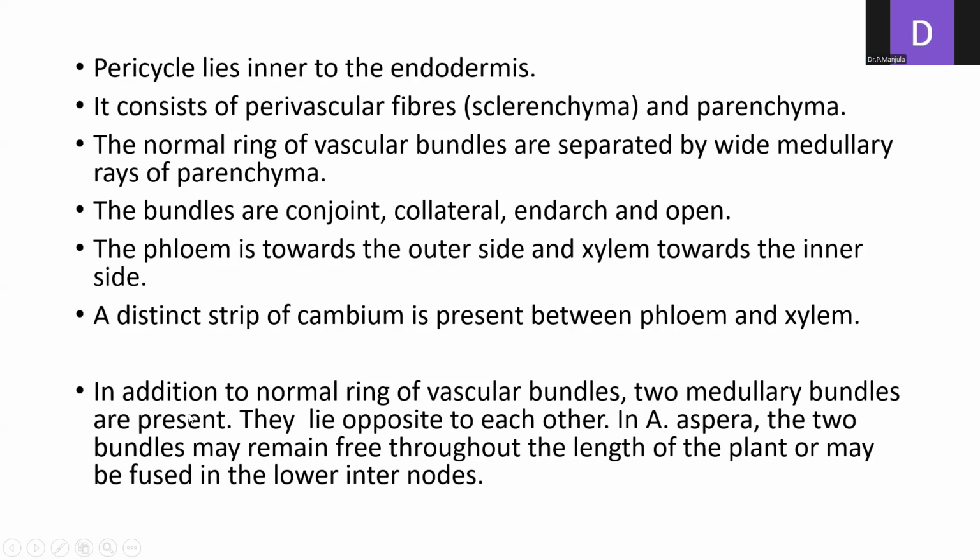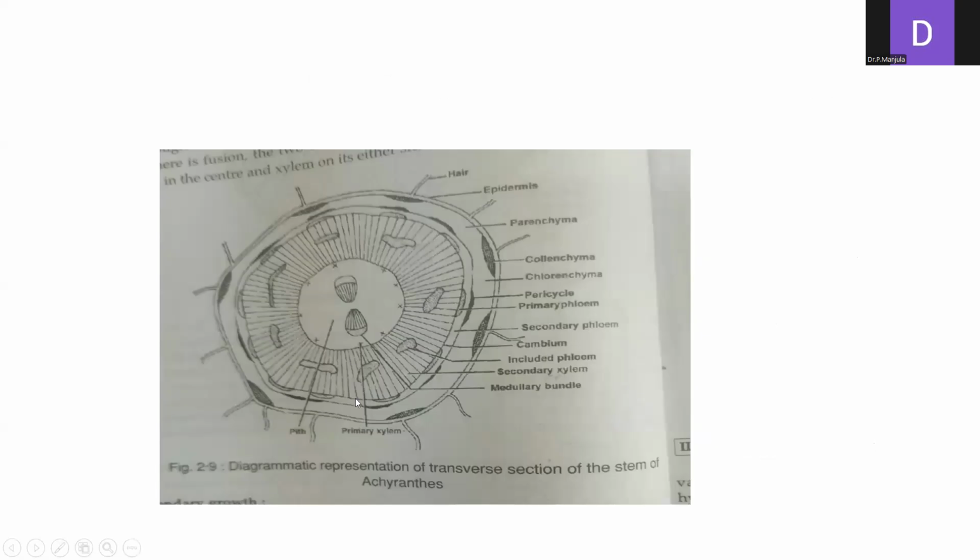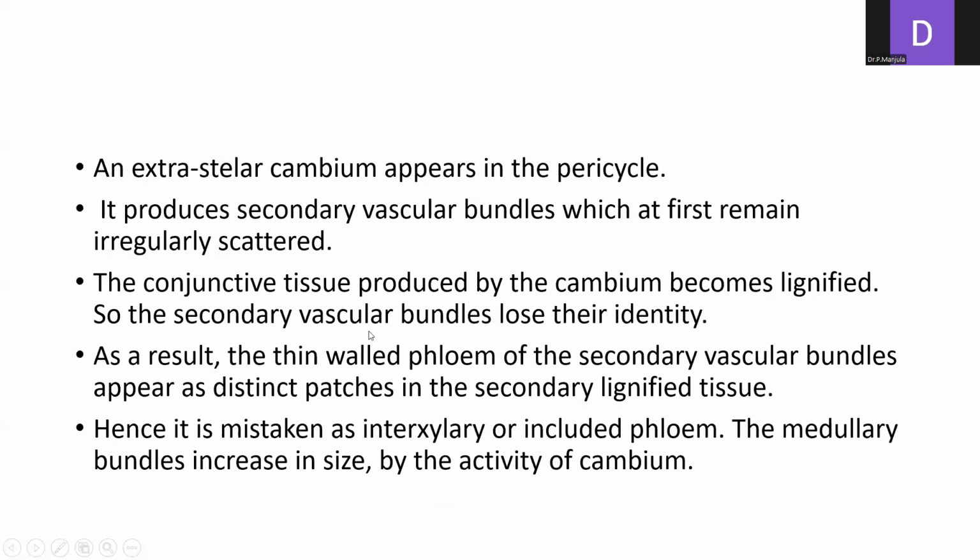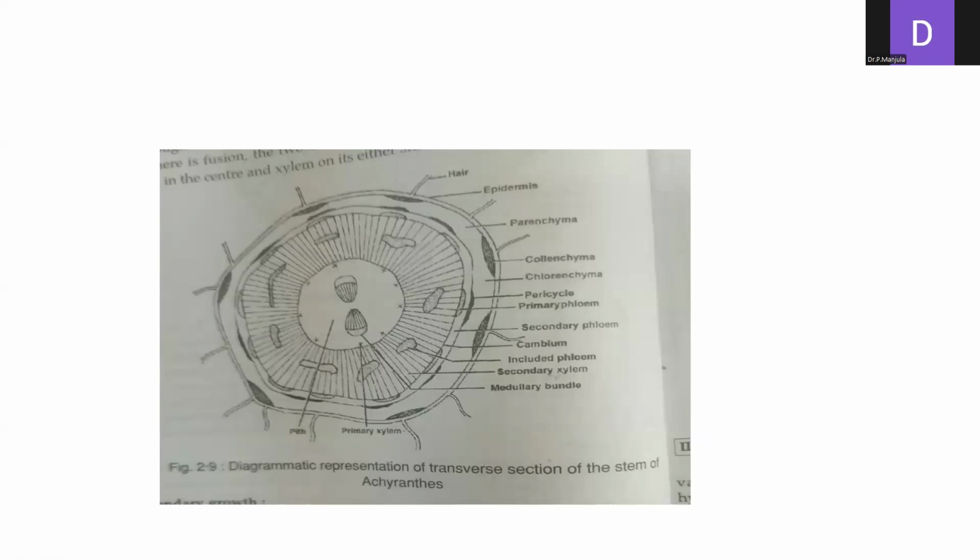In addition to the normal ring of vascular bundles, two medullary bundles are present in the center. These are the medullary bundles. This is a vascular bundle: here is the xylem, and this one is the phloem. So, central to the normal ring, large medullary vascular bundles are present in the center.